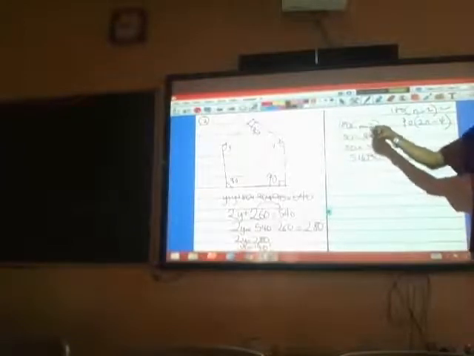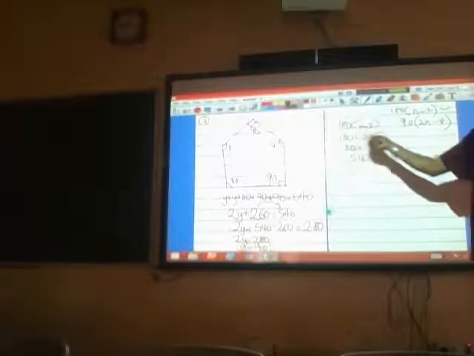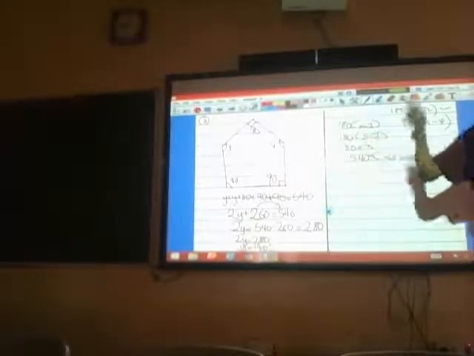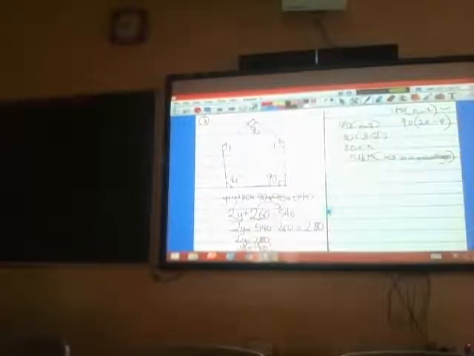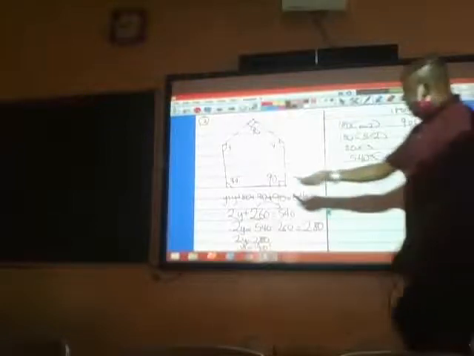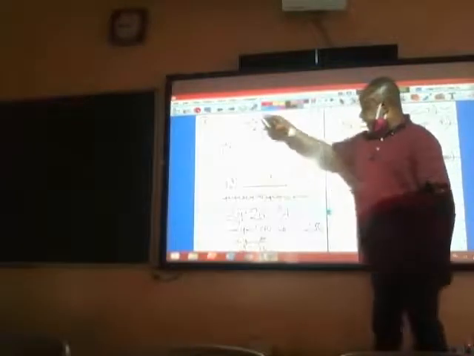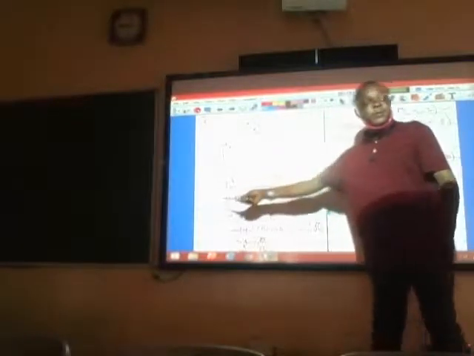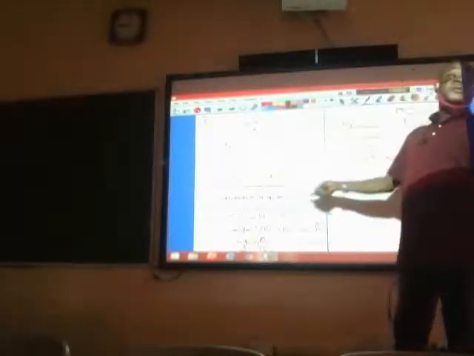Of course, 5 minus 2 is 3. And 180 times 3 will be 540 degrees. So that means the sum of angles in a pentagon is 540 degrees. So that means y plus 90 plus 90 plus 80, the sum of the angles, is 540 degrees.